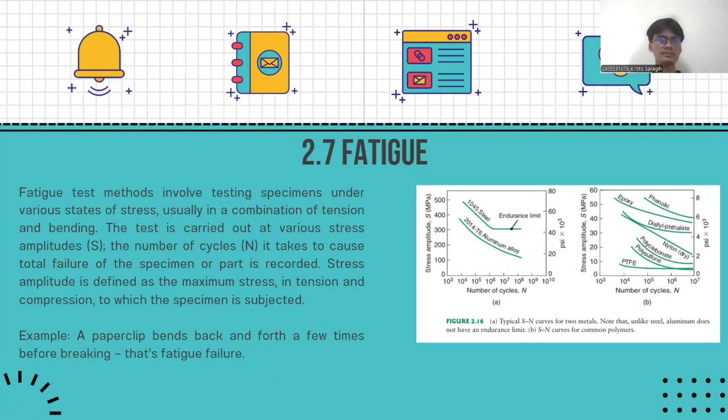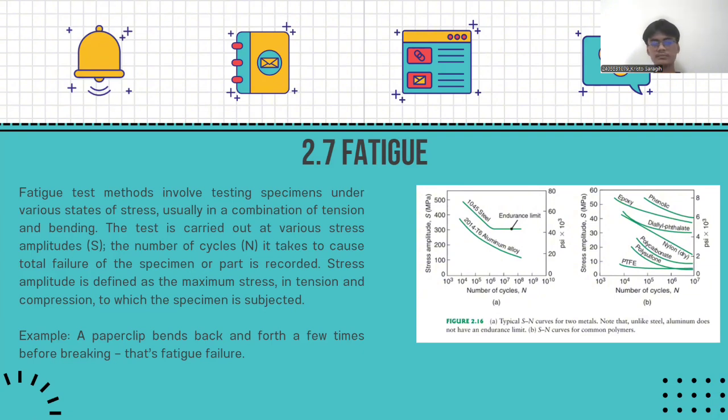Fatigue. Fatigue test methods involve testing specimens under various states of stress, usually a combination of tension and bending. The test is carried out at various stress amplitudes, and the number of cycles, N, it takes to cause total failure of the specimen or part is recorded. Stress amplitude is defined as the maximum stress in tension and compression to which the specimen is subjected.